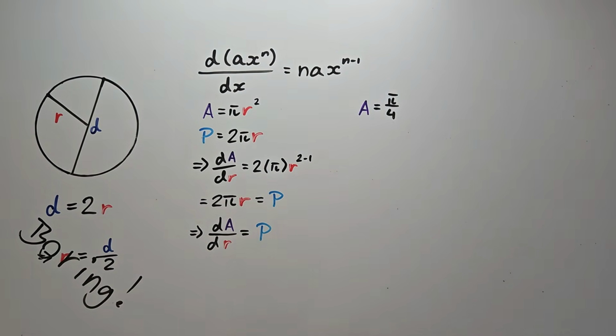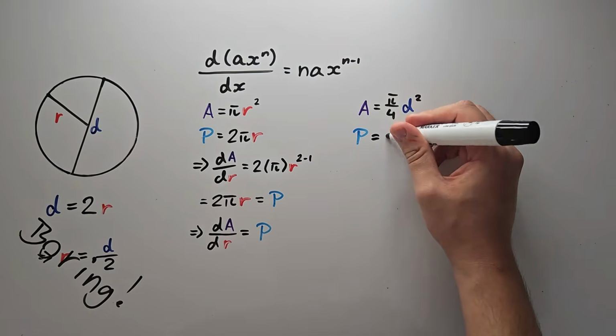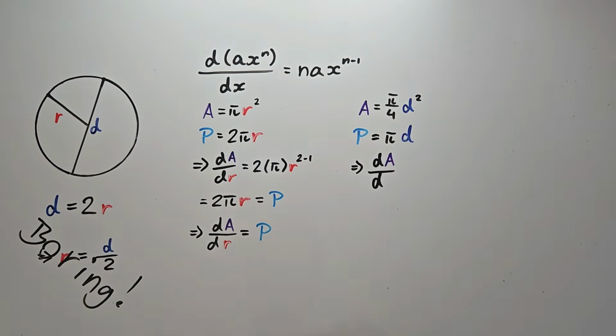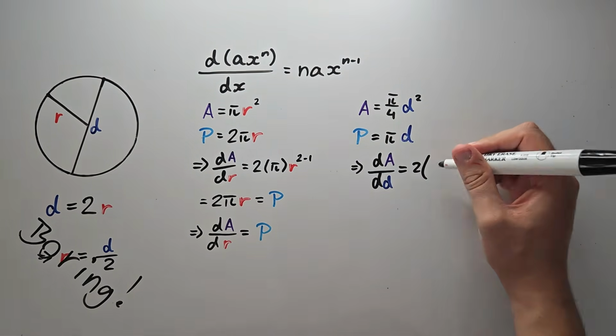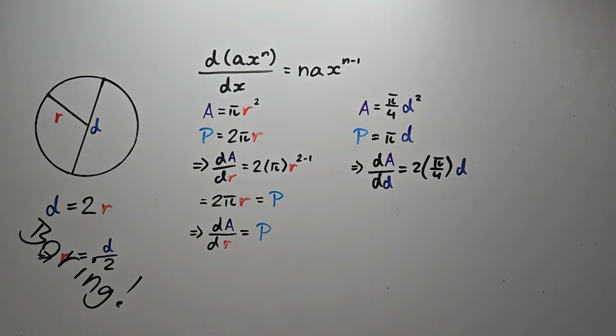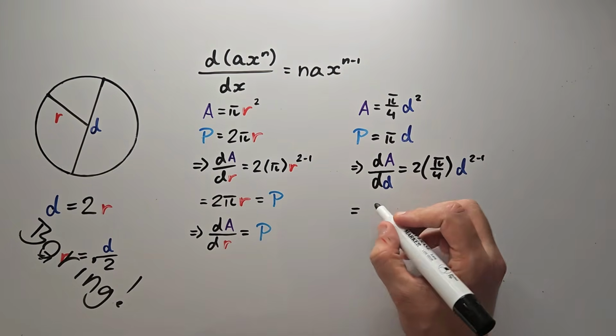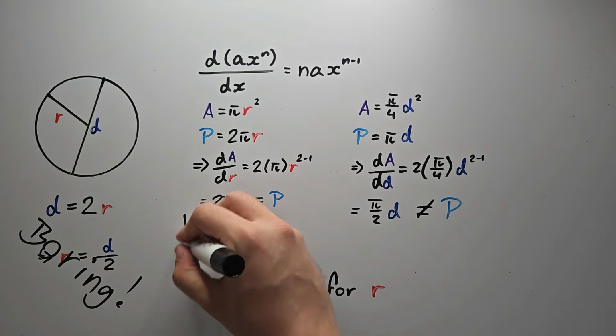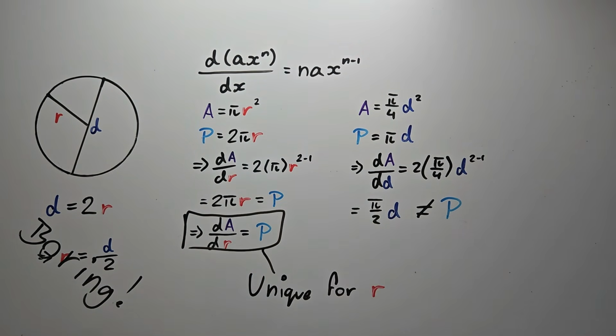Now, if we look at the area and perimeter formulae with respect to the diameter, we see something different. Plugging in a quarter pi for a, d for x, and 2 for n, we see that the derivative of a quarter pi d squared with respect to the diameter is equal to a half pi d, which is not equal to the perimeter. This property is unique to the radius, so we can define the radius of any shape as the length r that satisfies this derivative. So how can we find the radius of a shape?